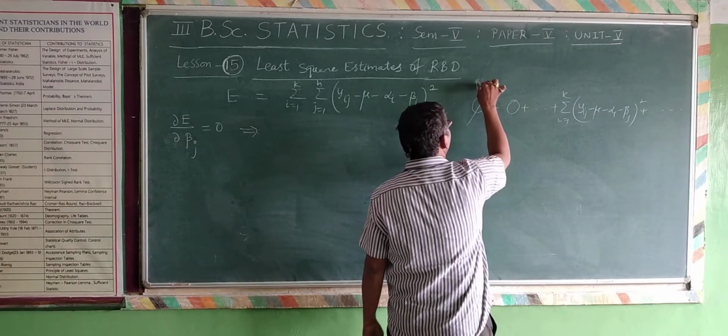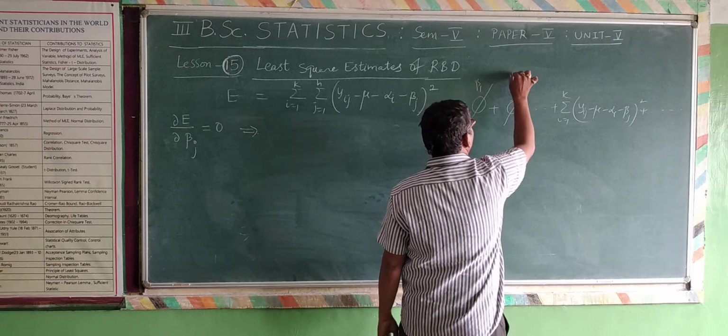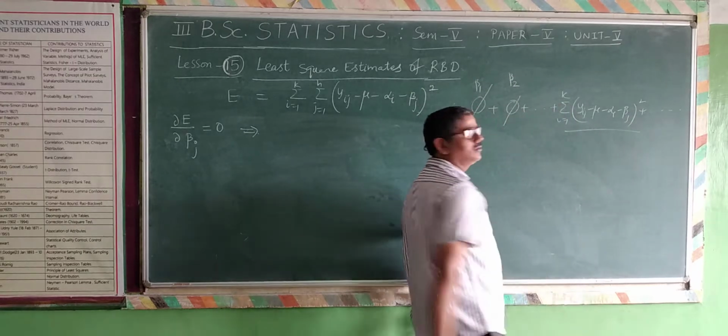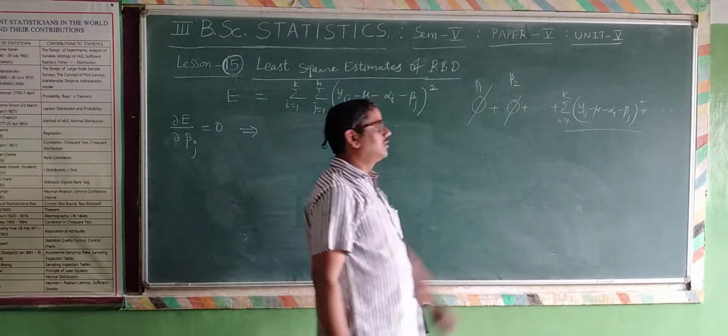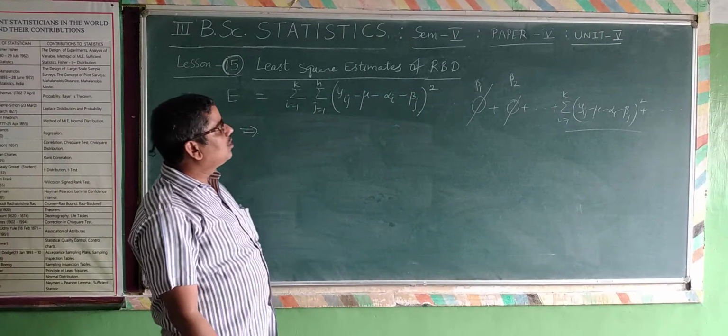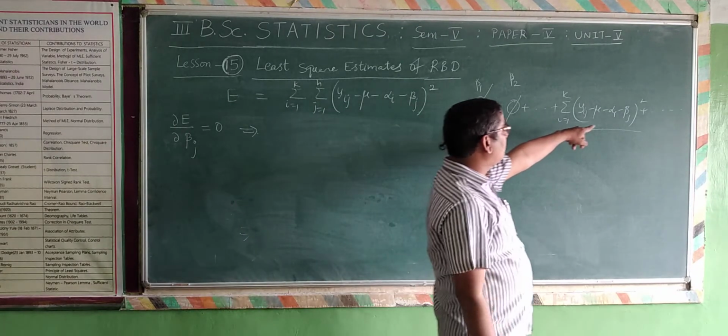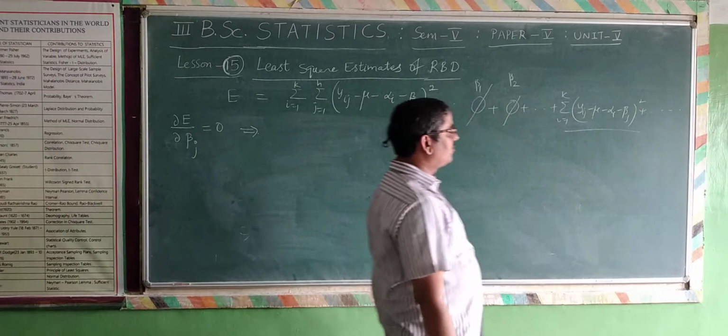Here it contains beta 1, it contains beta 2, hence differentiation becomes 0. All the terms except this, only that term you have. So therefore, on differentiating summation i equals 1 to k, (yij minus mu minus alpha i minus beta j) whole square. So differentiate it.